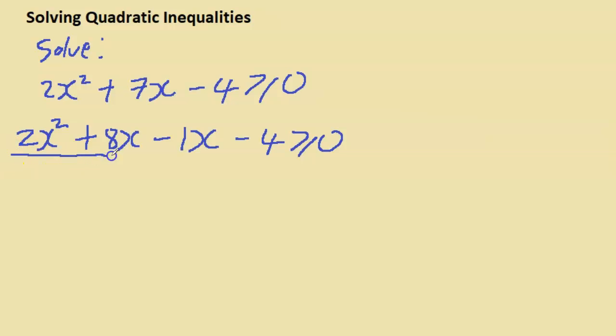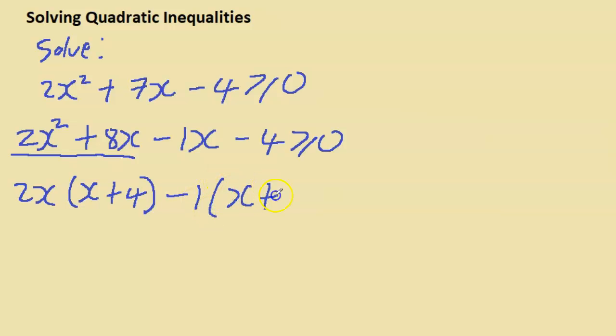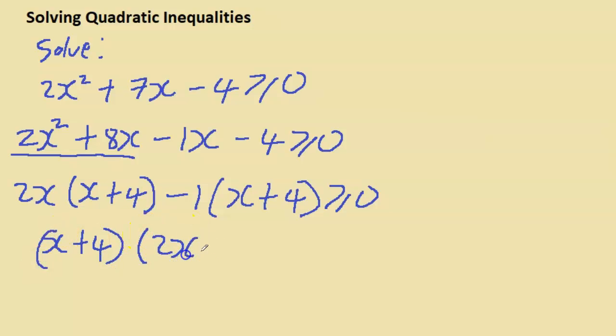So we can factor by grouping. So the first group here, we factor out 2x. So you're left with x plus 4. The second group, we factor out minus 1. And we have the same x plus 4. So the common factor here is x plus 4. And outside here, what we have now is 2x minus 1.